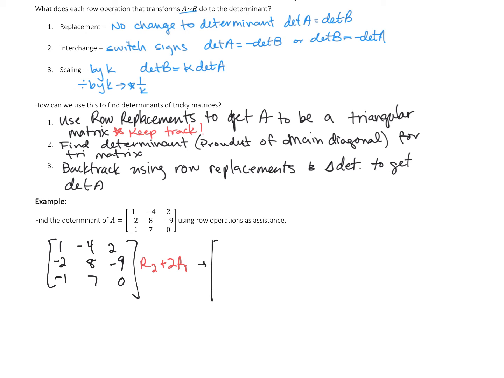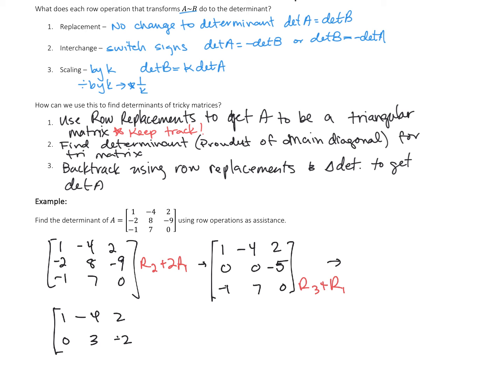And that's going to give us 1, -4, 2. We get 0, 0, -5, and the bottom stays the same. Haven't done anything to it yet. Now I'm going to take row 3 and add row 1.